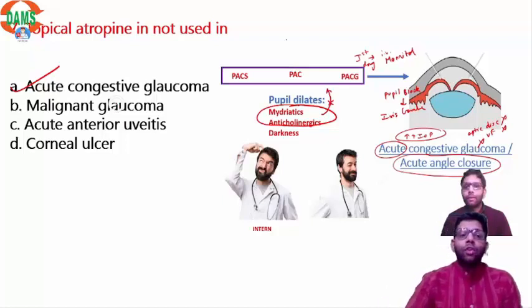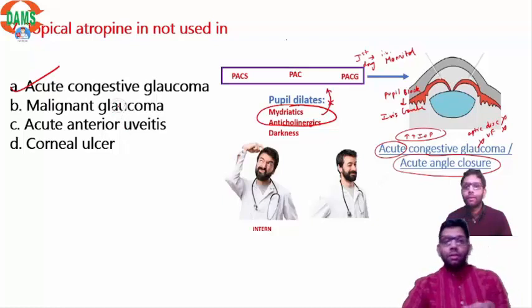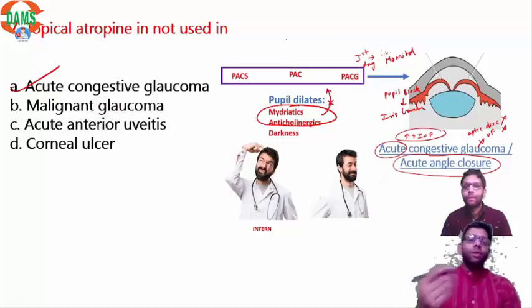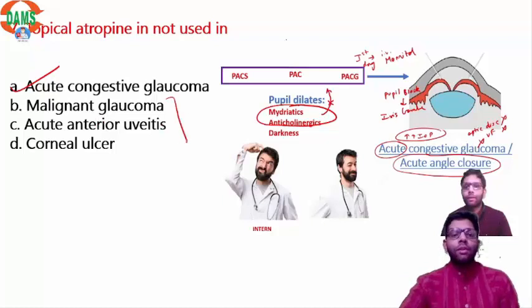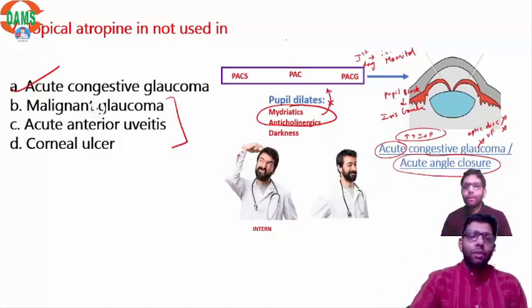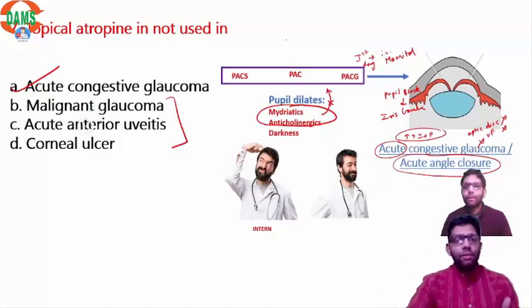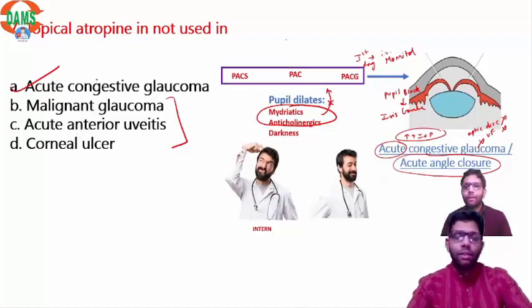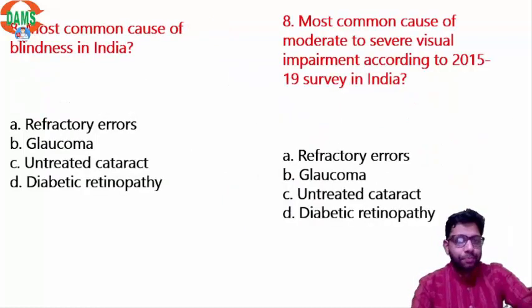In malignant glaucoma, topical atropine is given because it deepens the anterior chamber. It is because it is a secondary glaucoma, not a primary glaucoma. In anterior uveitis because of ciliary body spasm, and in corneal ulcer, topical cycloplegics are the adjuvant treatment of choice. So in malignant glaucoma it is given to deepen the anterior chamber, while in uveitis and corneal ulcer it is the adjuvant treatment of choice to decrease the pain and ciliary body spasm. But it is not given in acute congestive glaucoma.